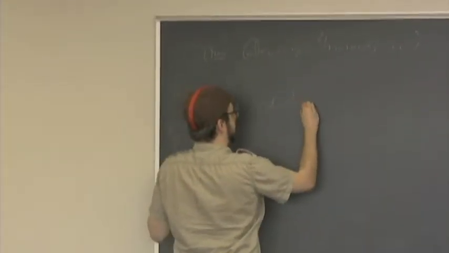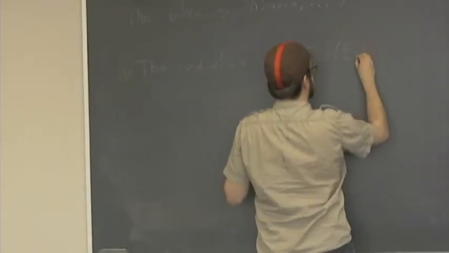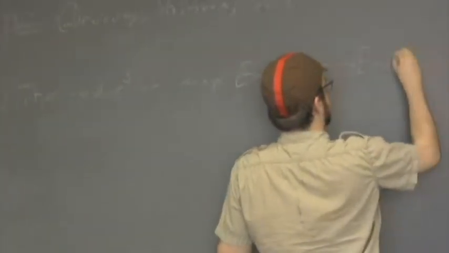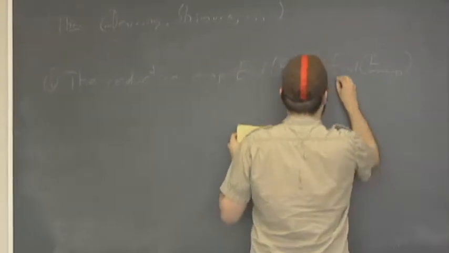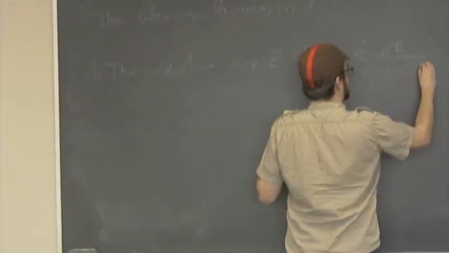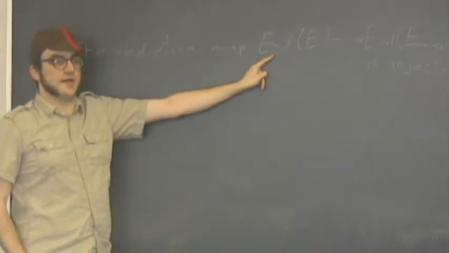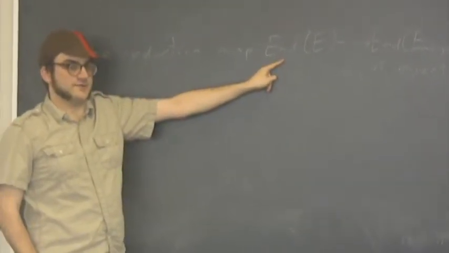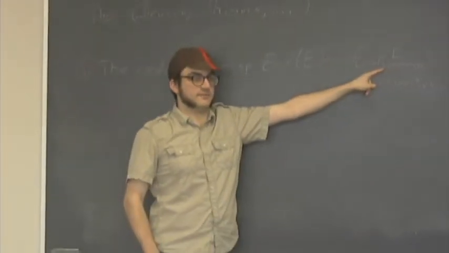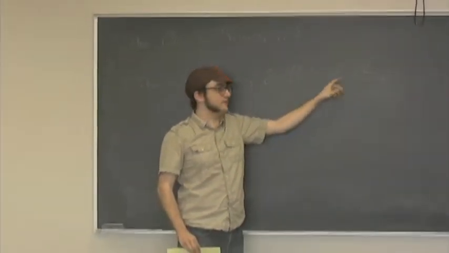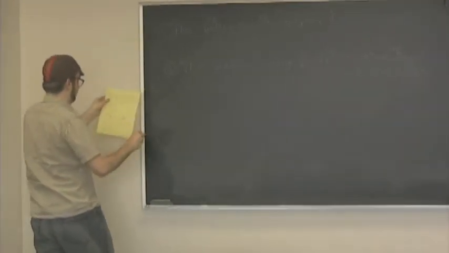the reduction map End E to End E_P with a long tail is injective. This actually isn't too hard to prove. What's this map quickly? An endomorphism in algebraic geometry is given by some polynomials, and so it makes sense to reduce the polynomials mod P, and that gives me an endomorphism of the reduction of the curve. That's this map, and the fact that it's injective is the statement of this first part of the theorem.